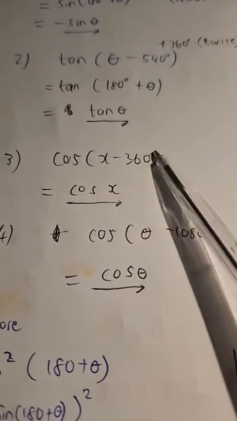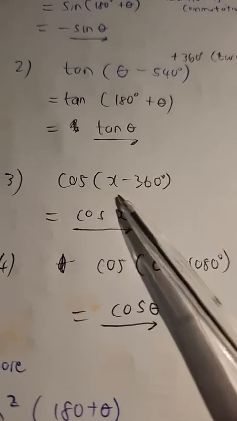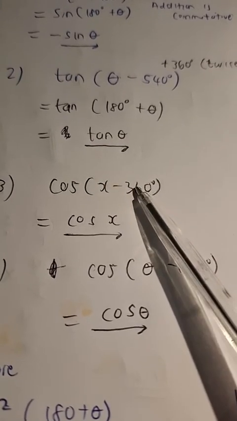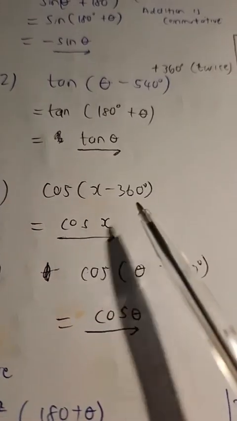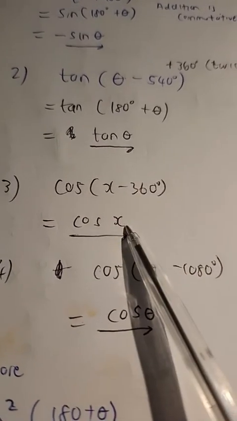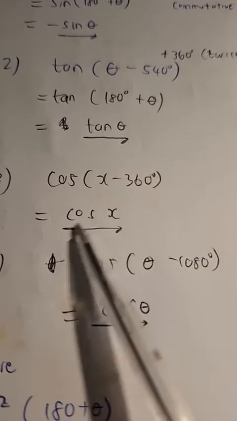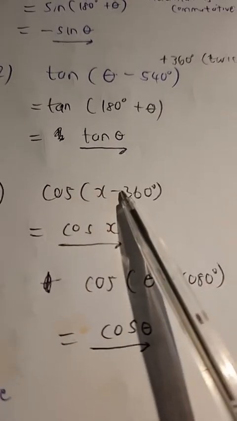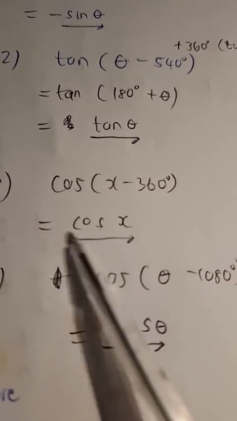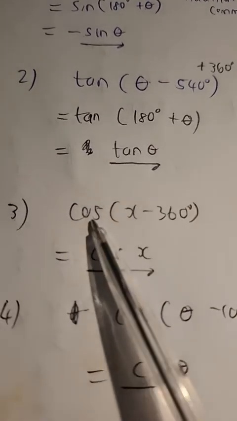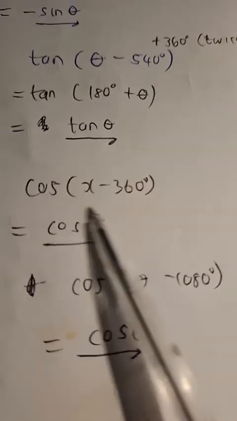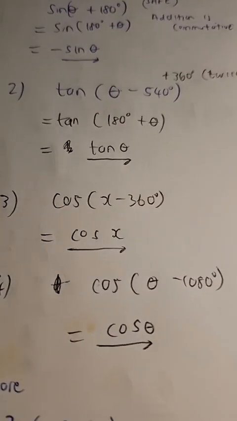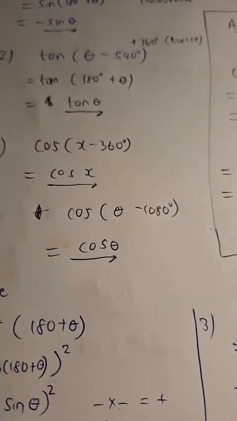Here, you add 360. If you add 360 to negative 360, you get 0. So that means you are there again, and you can just write that answer. If you add 360, you get cos x. That's the answer. If you had tan of x minus 360, you add 360, you get 0. That means the answer is tan x. If it was sine of x minus 360, you add 360, you are there. The answer is sine x.